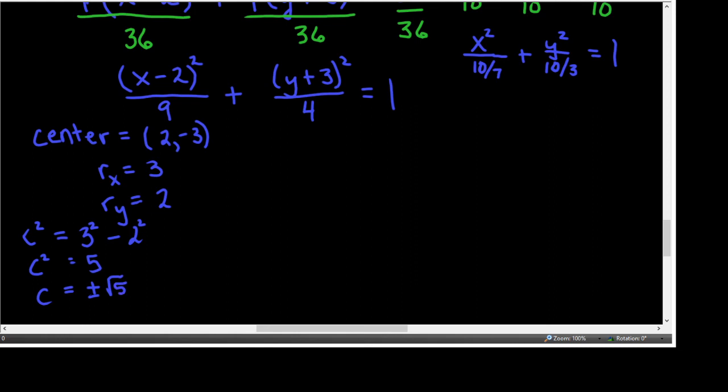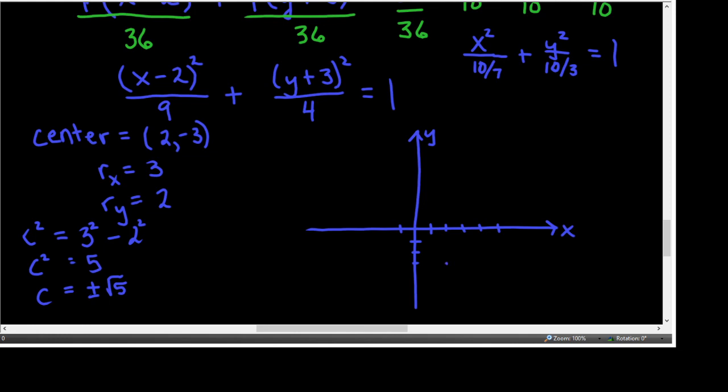Then let's graph this, which is normally part of a problem that I would ask you to do, the graphing part of it as well. So the center is at 2, -3. My x radius is 3, so I'm going to have to be able to go 3 to the right and 3 to the left. Oops, I forgot to plot that. 2, -3.